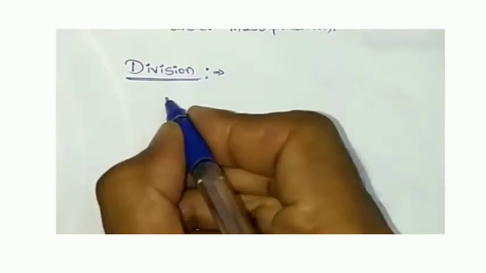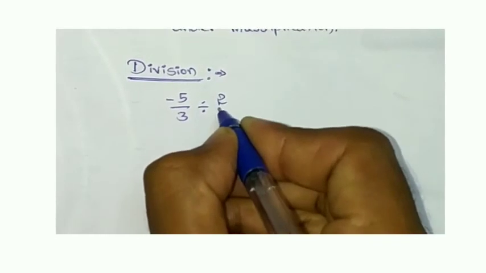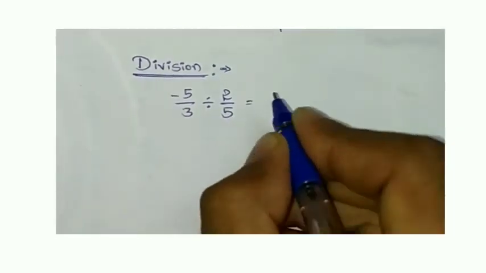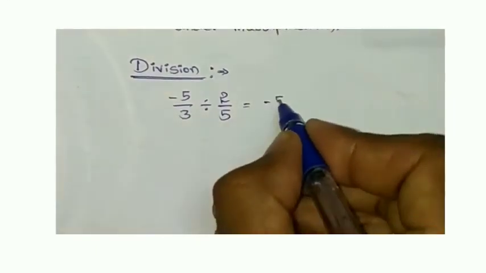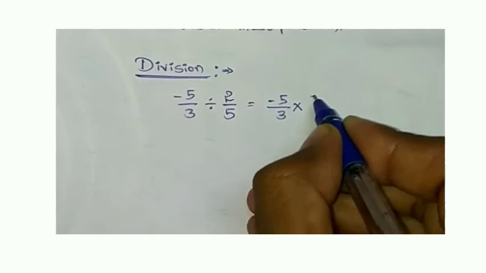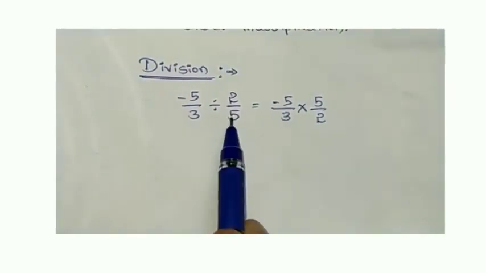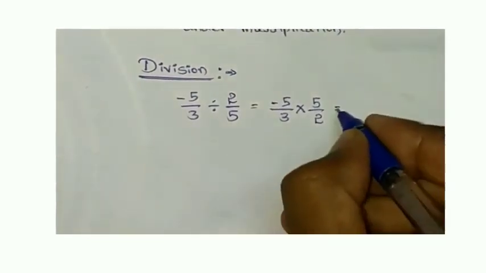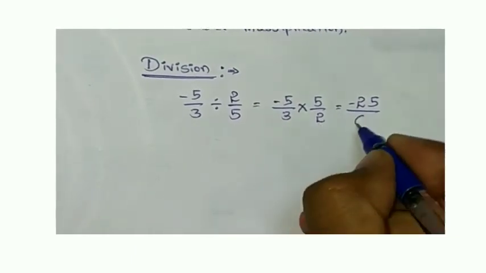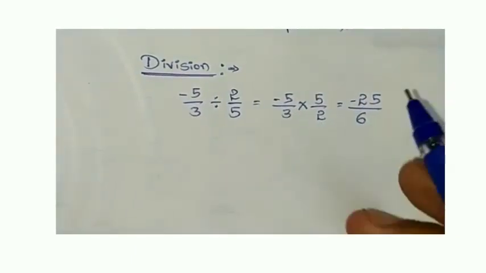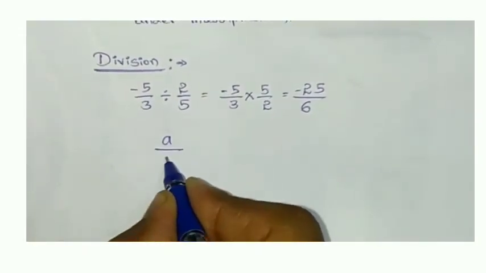So if I take here minus 5 by 3 divided by 2 by 5. So how to do the division of fractions? Take the reciprocal of the second term, that is minus 5 by 3 into 5 by 2. So now 5 5s are 25, that is minus 25 divided by 3 2s are 6, which is a rational number.